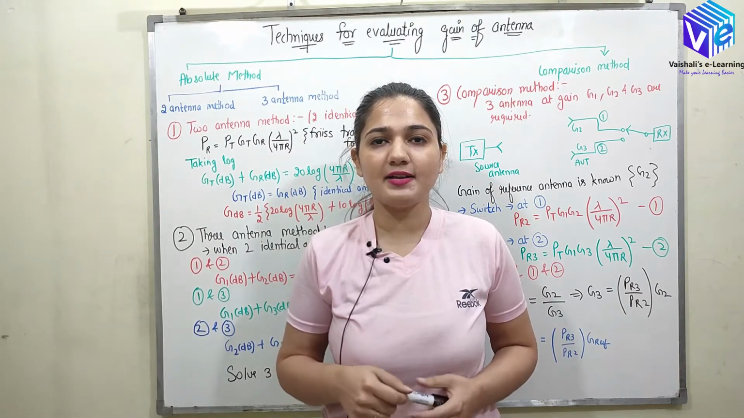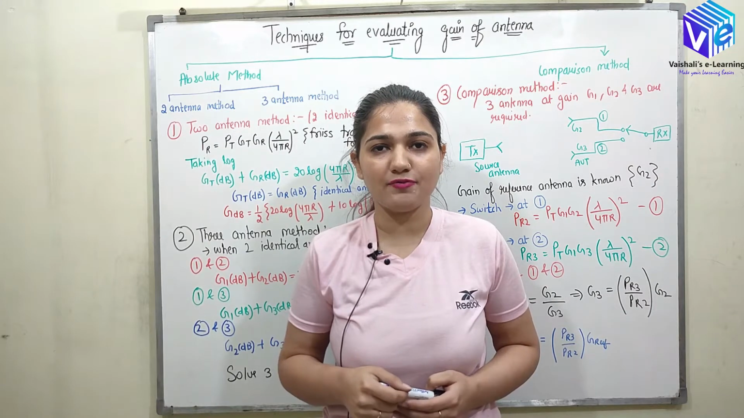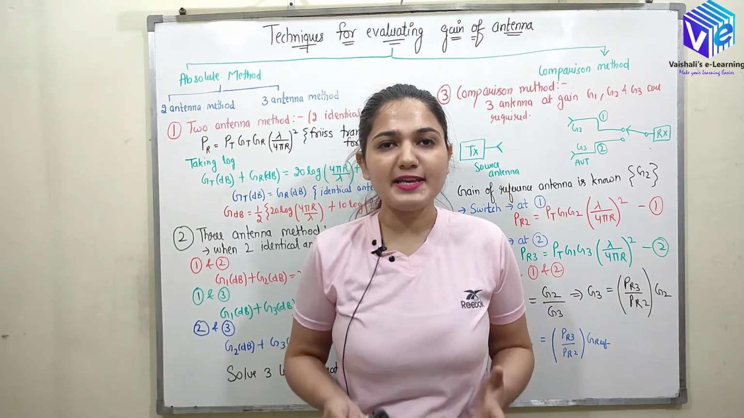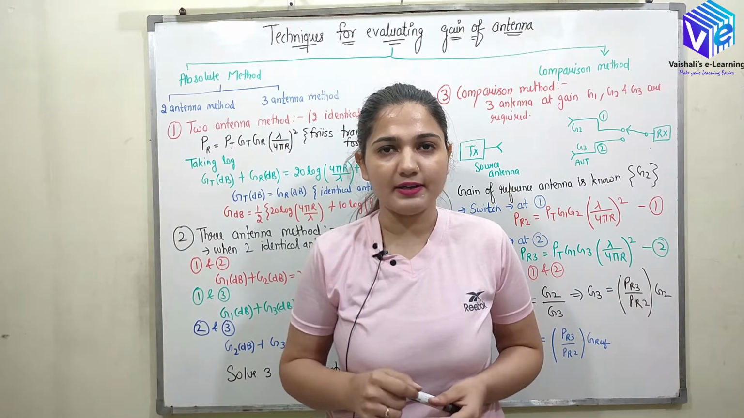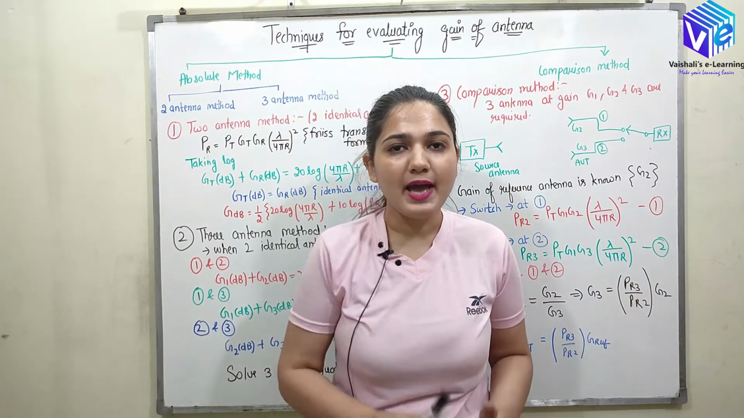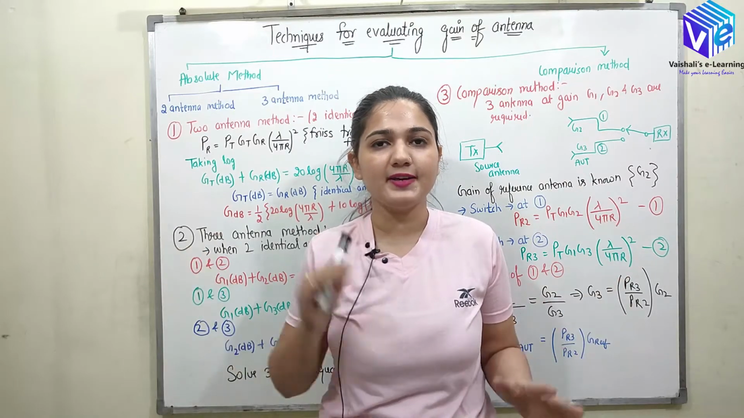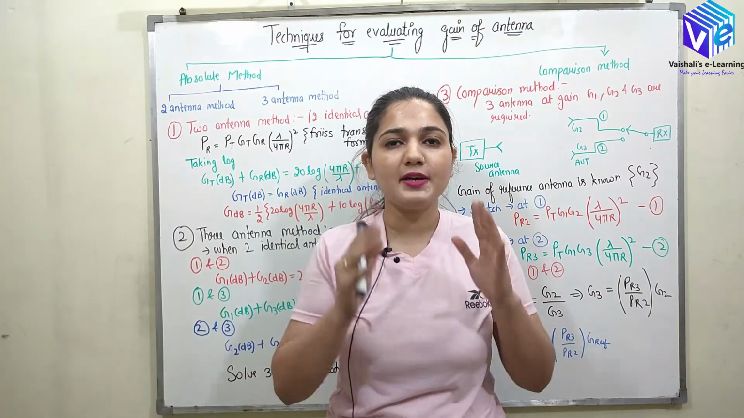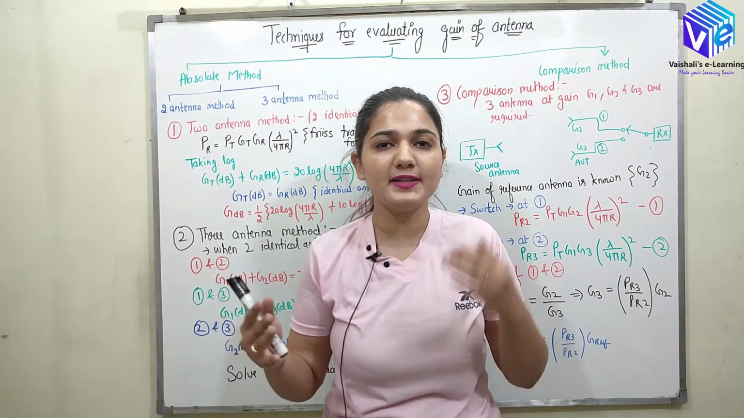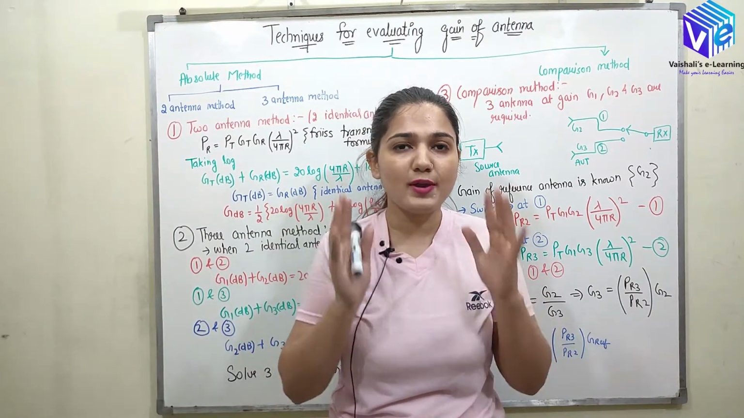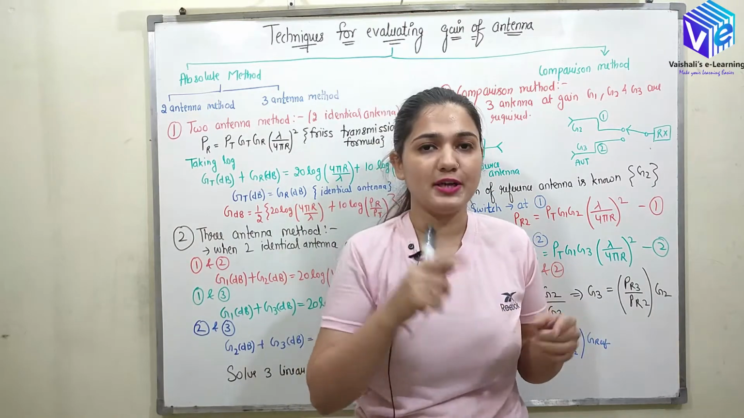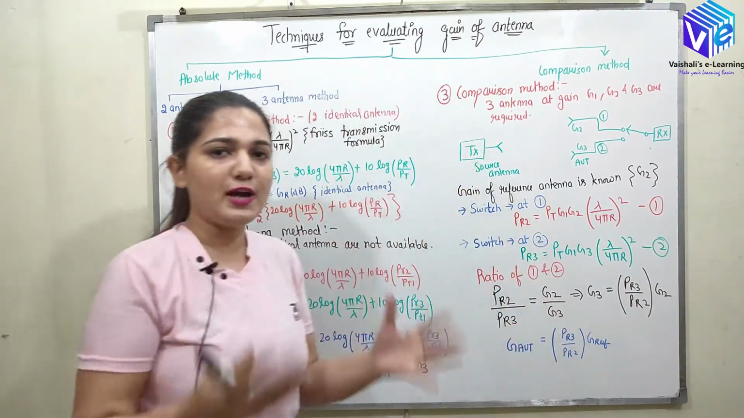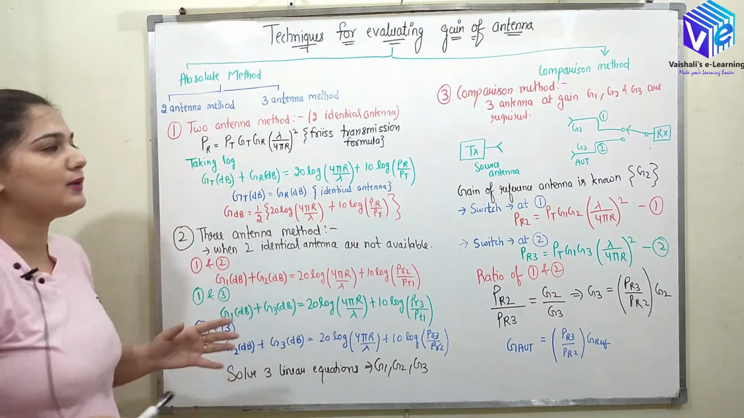I'm Vaishali Kikan and we are discussing antennas and wave propagation. Today in this video, we are going to talk about the techniques for evaluating the gain of an antenna. We have broadly two types of methods, the absolute method and the comparison method. In the absolute method, again we have two types, the two antenna method and the three antenna method. We are going to talk in detail about all three: the two antenna method, the three antenna method and the comparison method. So without wasting any time, let's start with the two antenna method.